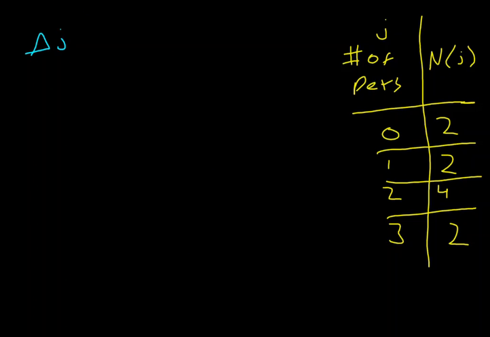Delta j is the uncertainty, or not the uncertainty, sorry, the deviation, right? Not the standard deviation, we'll talk about that in a minute, but this is just the deviation. The amount that j differs from the average, right? So j minus the expectation value of j, right? And we can figure out what the expectation value of this quantity is too.